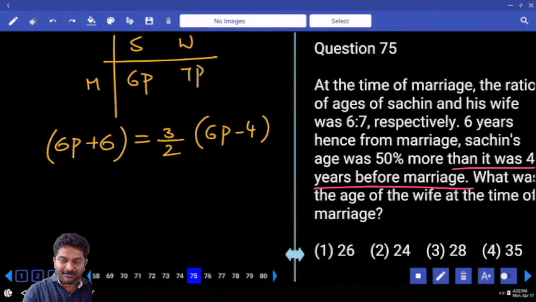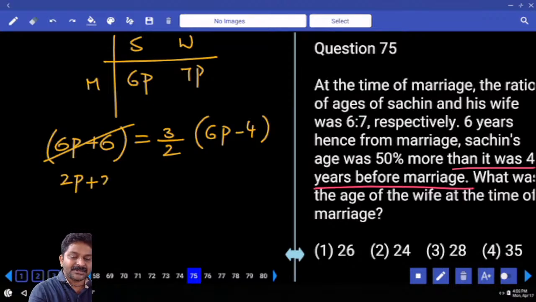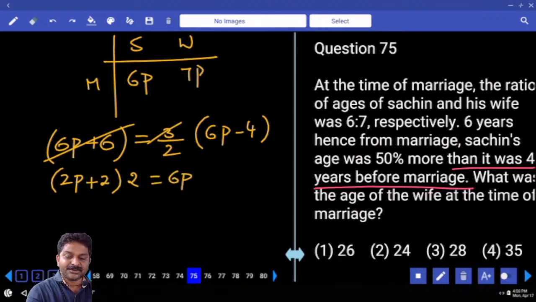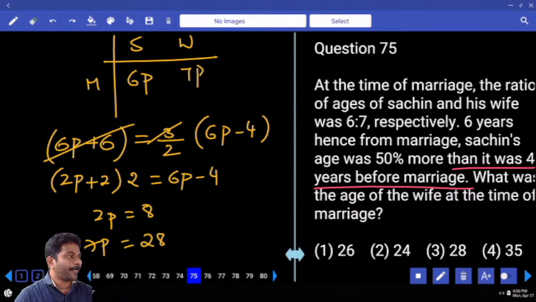It should be a multiple of 7, but 3 options. Not all. Right. So left hand side, can you take 3 common and go for cancellation? How much is that? 2 parts plus 2. 3 got cancelled. Yes. Into 2 is equal to 6 parts minus 4. 2 parts is equal to 8. 7 parts is equal to 20.